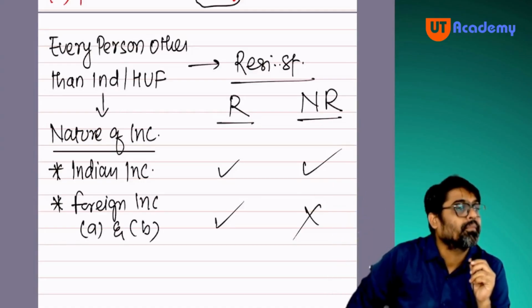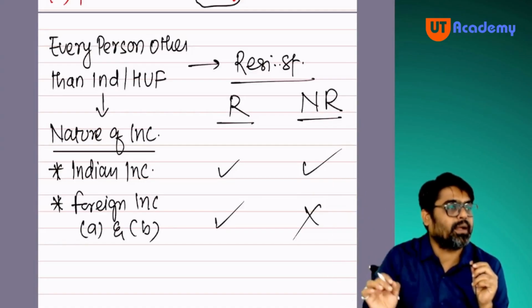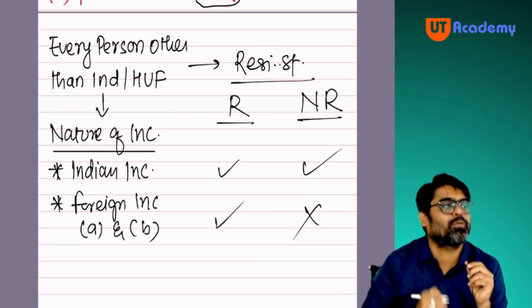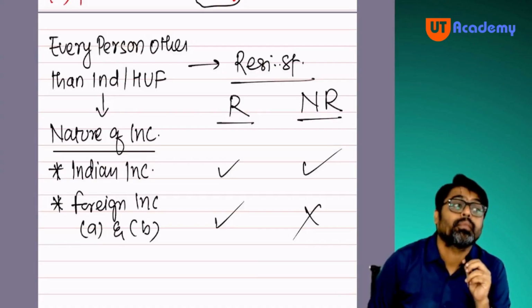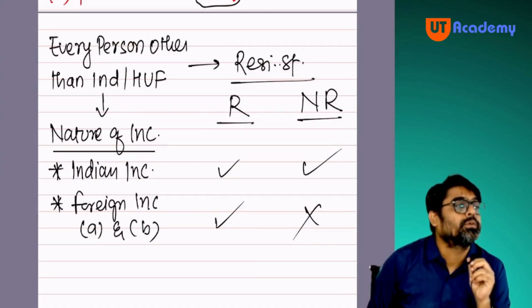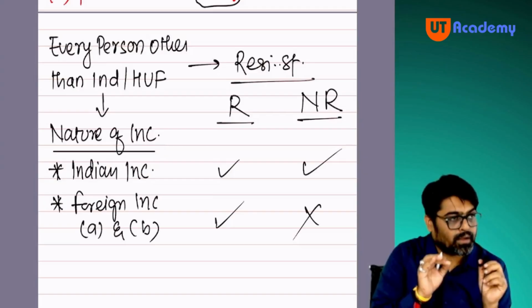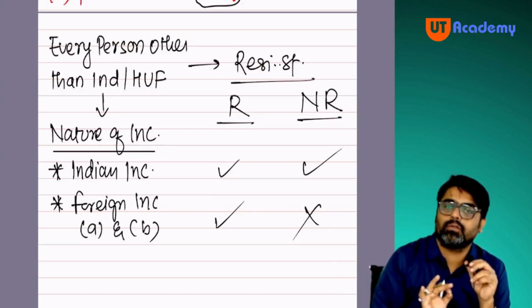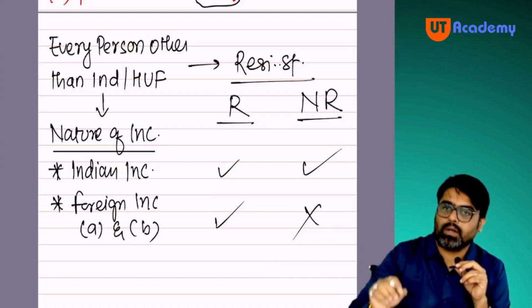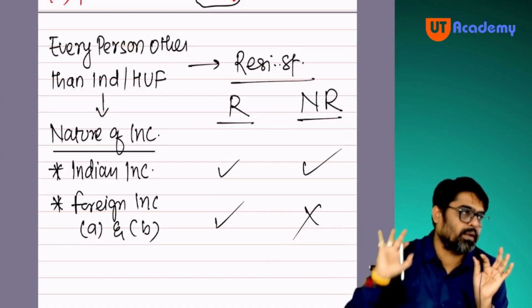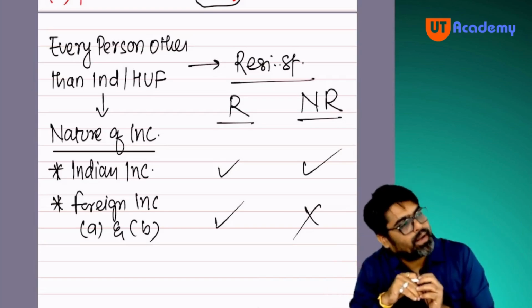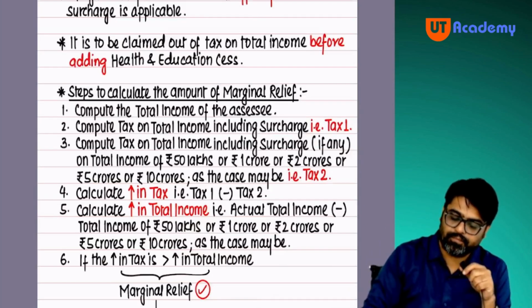Tick, tick, tick, cross. Tick, tick, tick, cross. Tick means what? Tick means the income is included in the computation of total income. Cross means the income will not be included in the computation of total income. Right now, just remember this thing. Okay? Now pay attention. See.